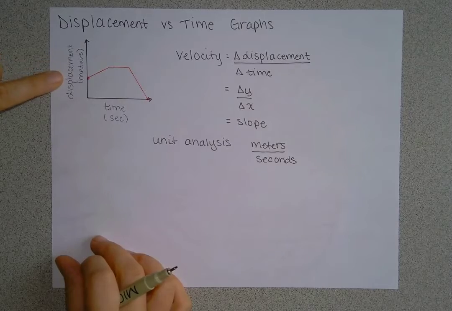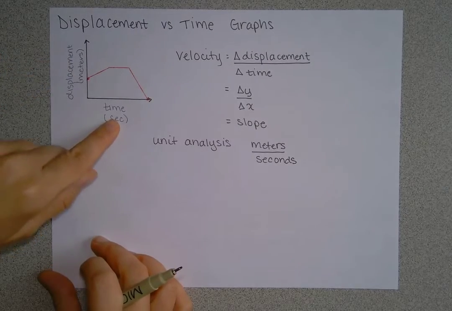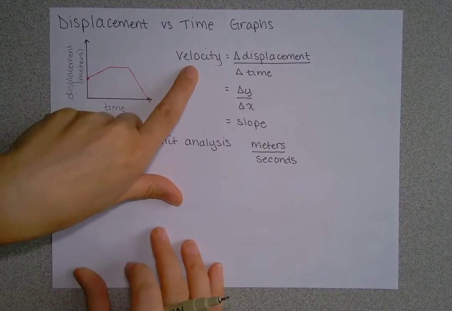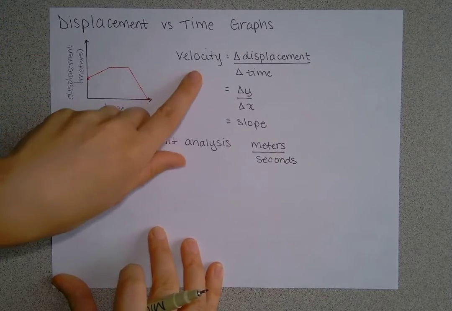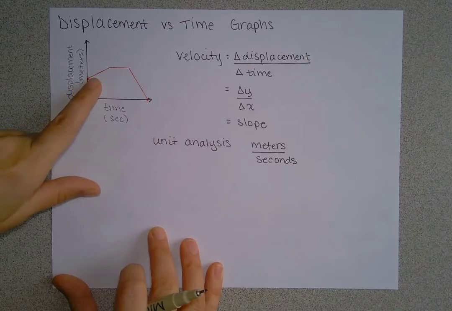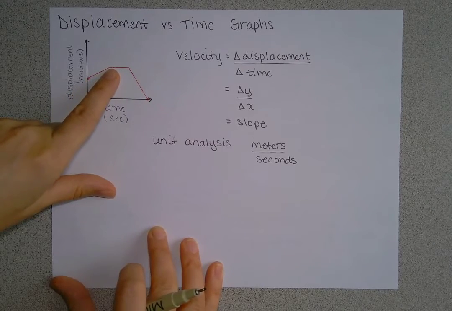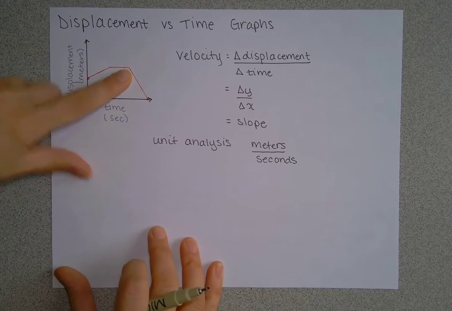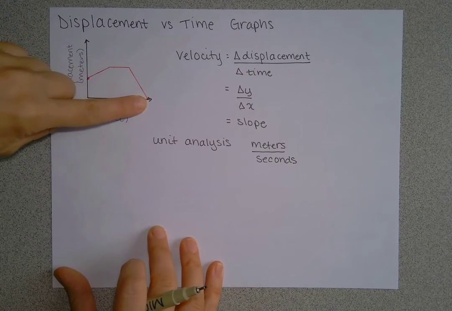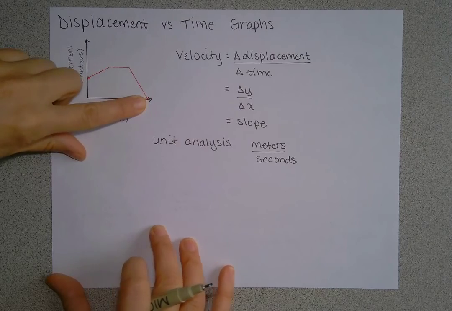If this had been distance versus time, it would have given us speed instead of velocity. So once again, from displacement versus time, we get velocity. We can see a positive slope here, so that is our velocity. We're not moving here, so our velocity is 0, our slope is 0. And then here we have a negative slope because we're heading back in the direction from which we started.